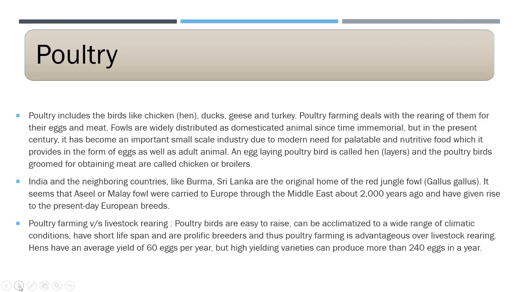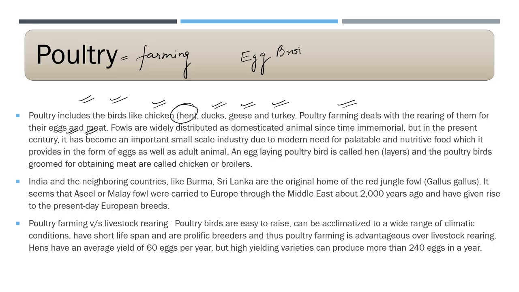Now we are going to start with the poultry farm. Poultry includes birds like chicken, ducks, geese, and turkey. Poultry farming deals with the rearing of them for their egg and meat production. So there are two varieties. Sorry, one is the egg layers, and the second is broilers. Broilers are for meat production, and egg layers or layers for eggs.